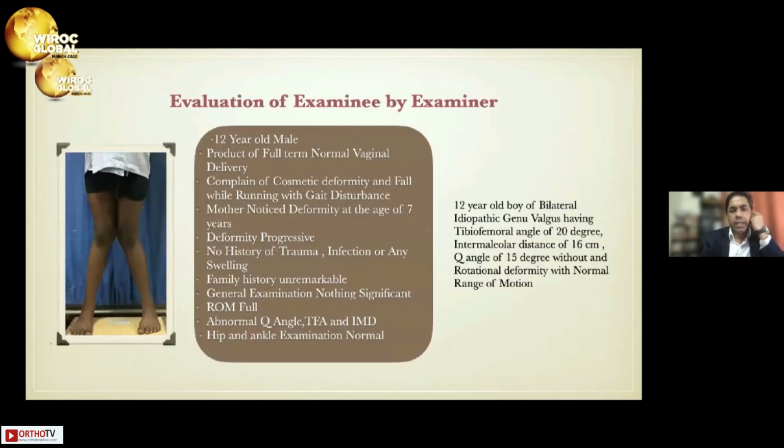My first case was a 12-year-old boy with bilateral idiopathic genu valgus, having a tibiofemoral angle of 20 degrees, intermalleolar distance of 16 centimeters, Q angle of 15 degrees, without any rotational component, with normal range of motion. He basically had an immature skeleton, with no rotational as well as sagittal component to the deformity. So it was clean-cut genu valgus.